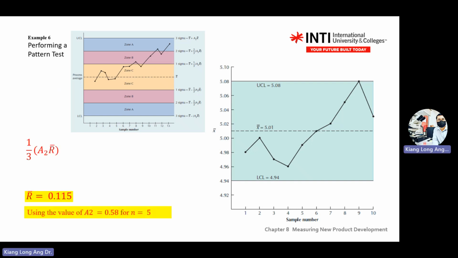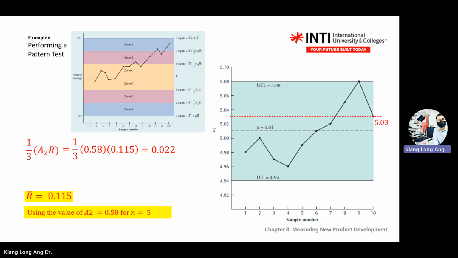So you calculate 1/3 A2, again from the table, times R-bar, which you calculated just now. So what is 1/3 of the range? It is 0.022. Then you plot the graph. You go back to the mean chart that you plotted just now and measure. So 0.02. The mean is 5.01, and you add this number to get about 5.03.